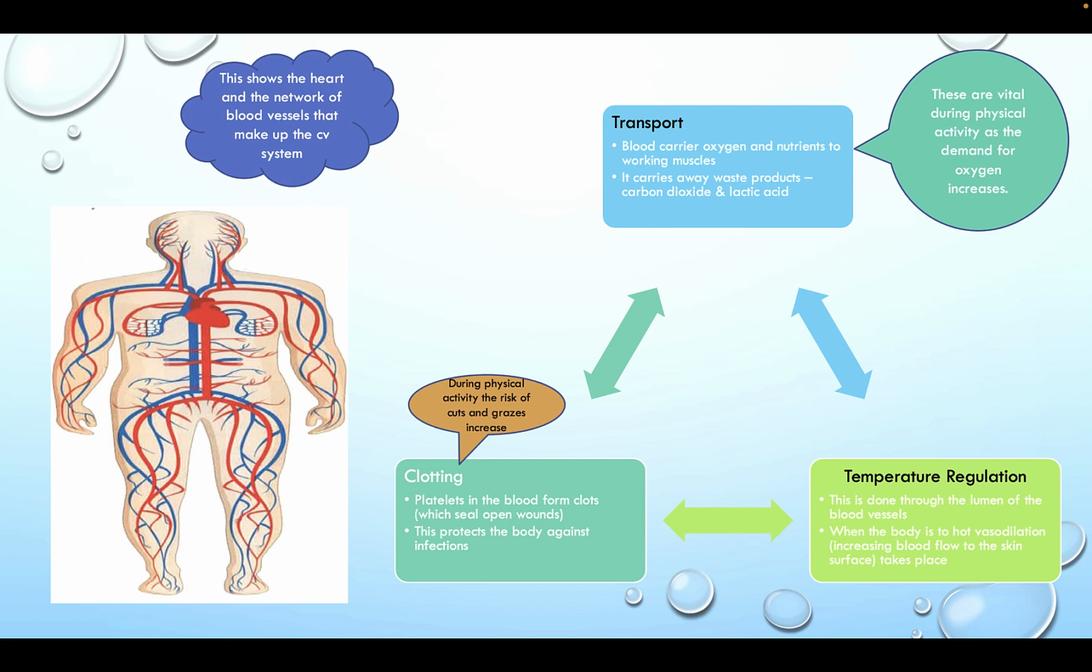Additionally, clotting is also part of the CV system. Platelets in the blood form clots which seal open wounds. This protects the body against infection.